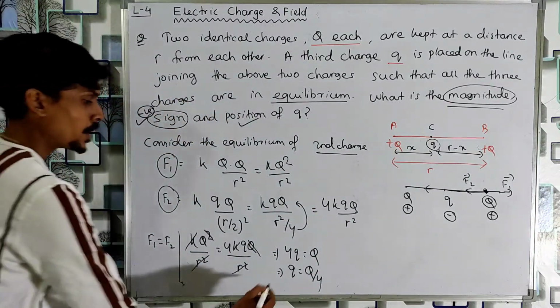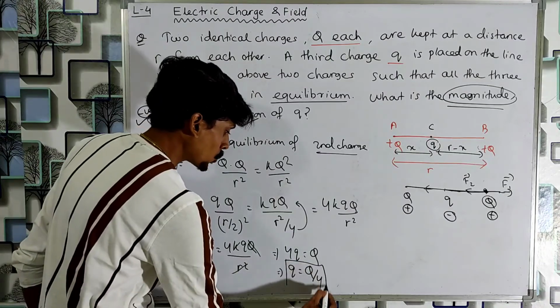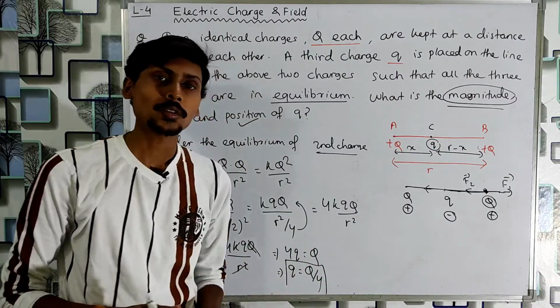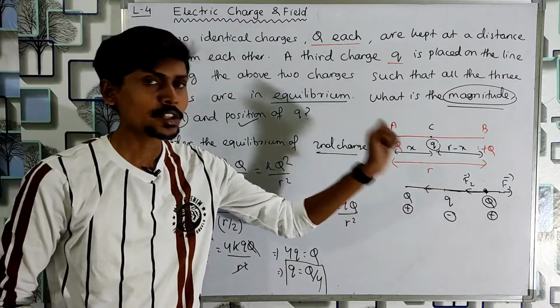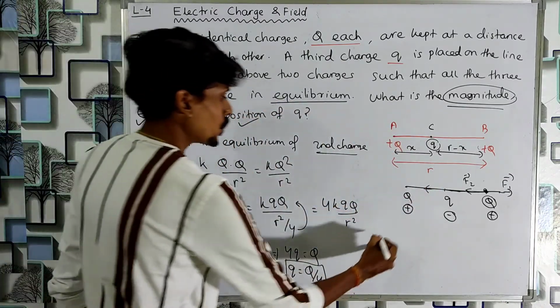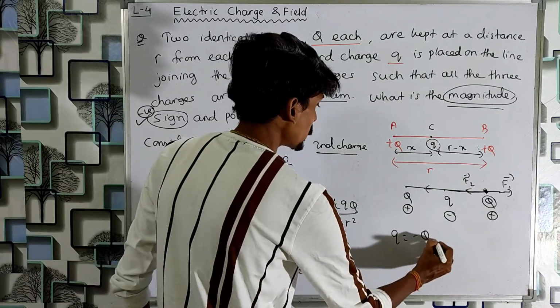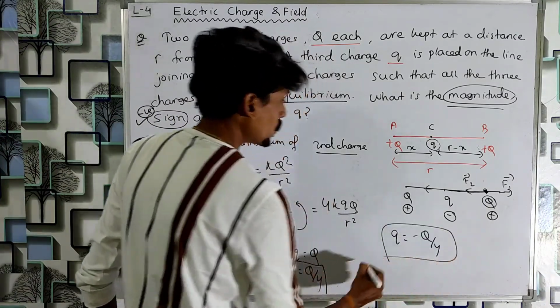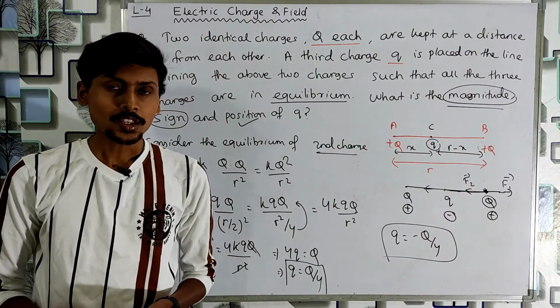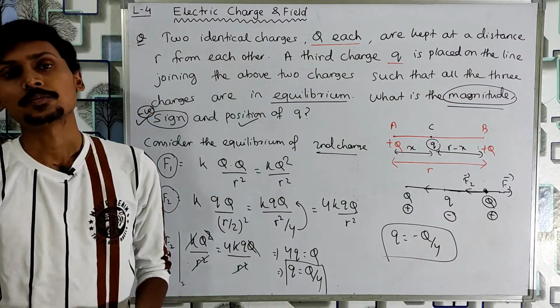So we have expressed the magnitude of small q in terms of capital Q. This is the magnitude of the third charge small q and its sign is negative. So small q is minus Q by 4. The magnitude is Q by 4 and its sign is negative. So students, in this way you can solve this question.